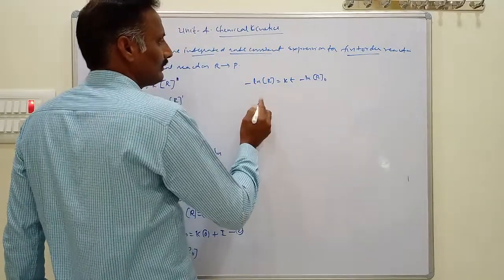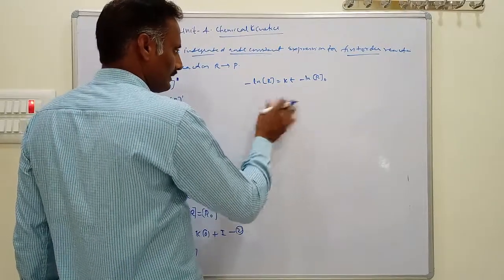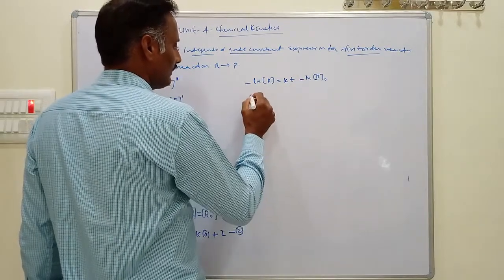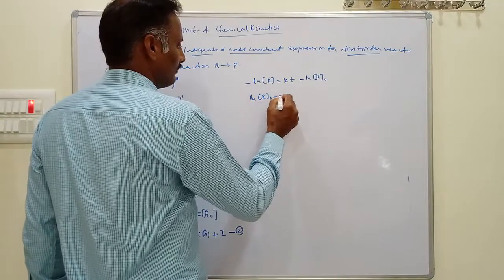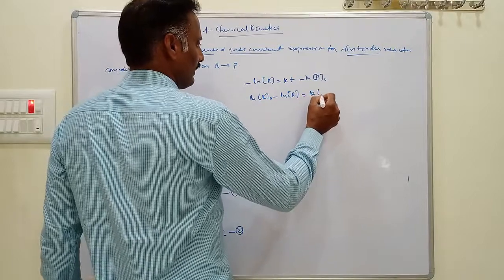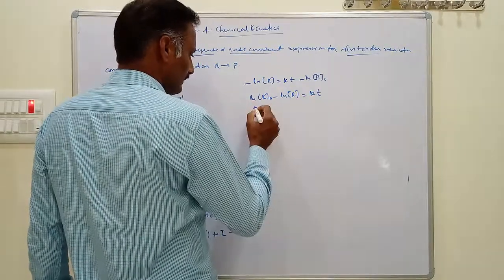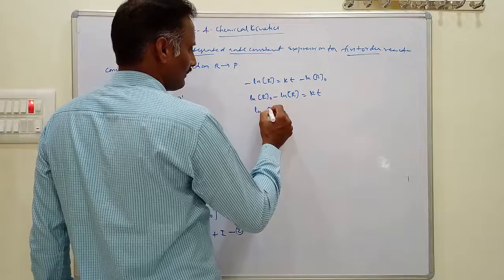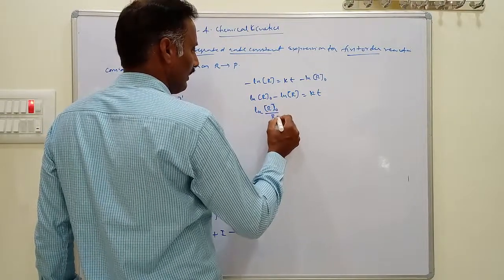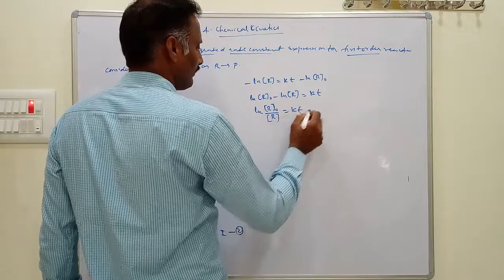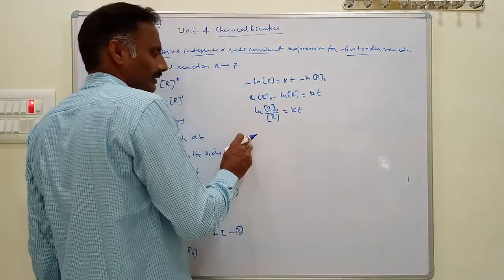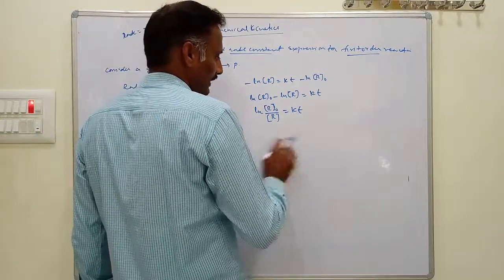Then on interchanging and arranging this, you will get minus ln r naught becomes plus ln r naught. So ln r naught minus ln r equals kt. This can be written as ln r naught by r equals kt. This is the integrated rate constant expression for a first order reaction.